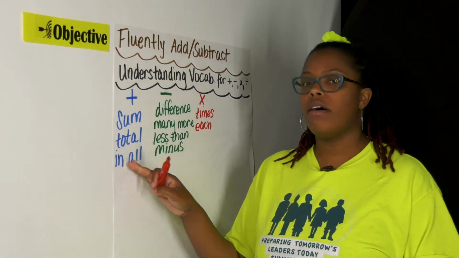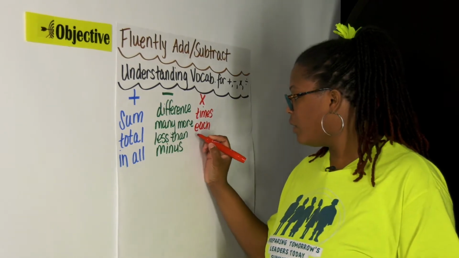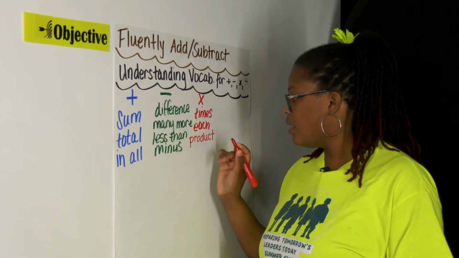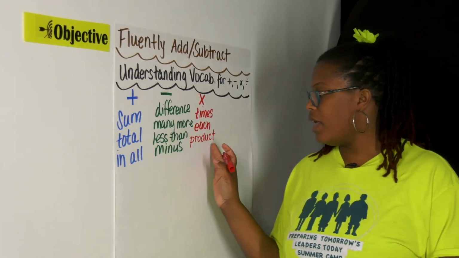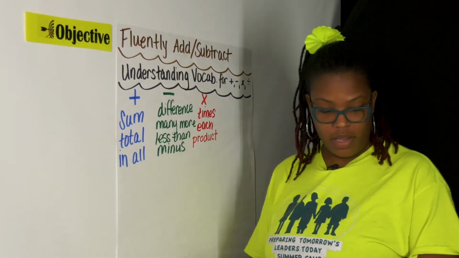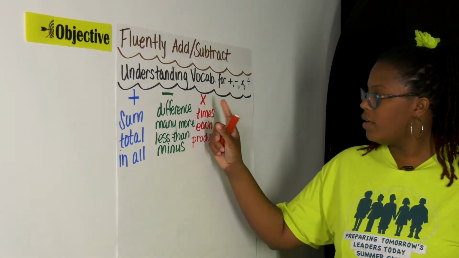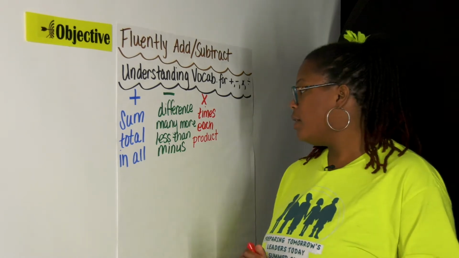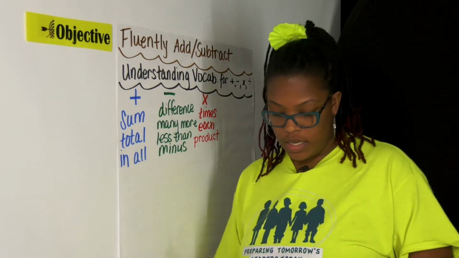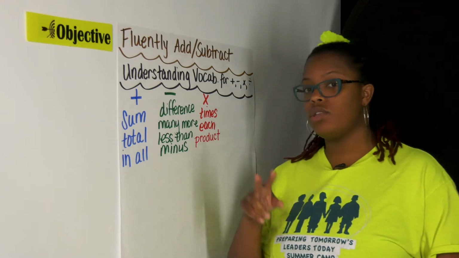Sometimes the phrase in all could also be multiplying. You would have to read the words carefully, but this is one that I want you to pay close attention to, is this phrase here, product. If they ask you for the product, product means to multiply, okay? We know that you use factors to multiply, okay? So if you see the word factors, multiple, twice. If you see twice as many, that means 2 times.